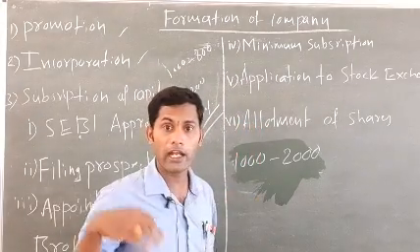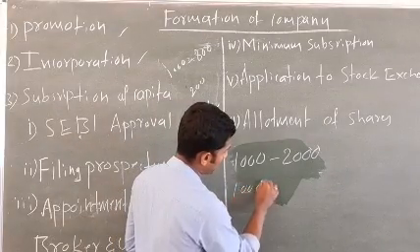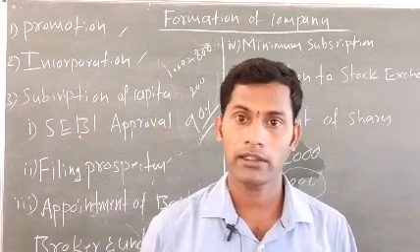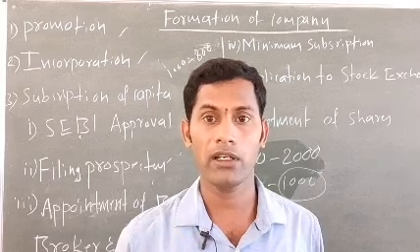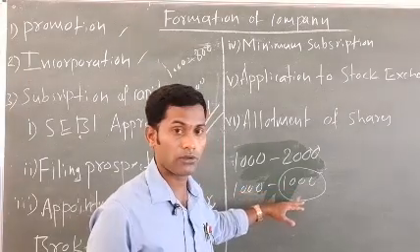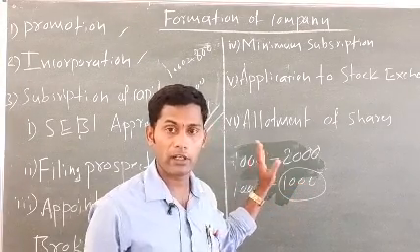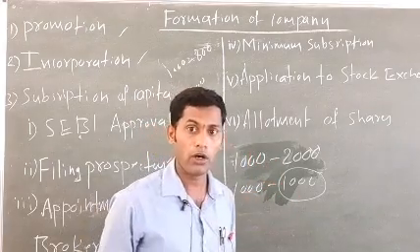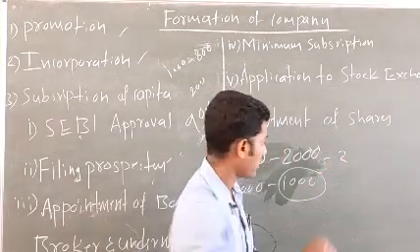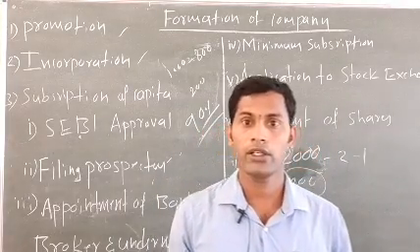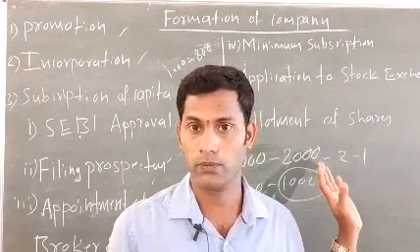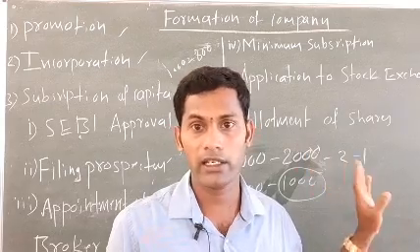Sometimes we can allot the shares only to 1000 applicants. For the other 1000 applicants, we cannot allot the shares, so we repay their application money. That is one thing we can do: allot the shares only to 1000 applicants, and for the remaining 1000 applicants, repay their application money. That is one case. Or, for every 2 applications, we can allot 1 share. We can do it that way also. It is left to the company for their decision.